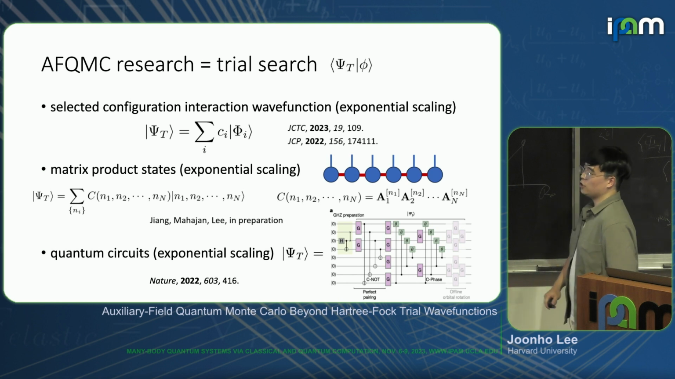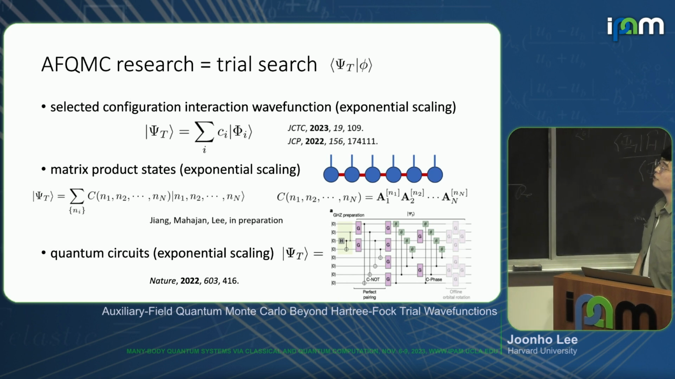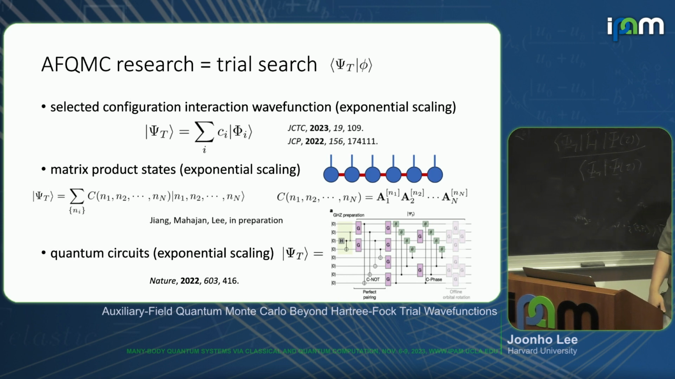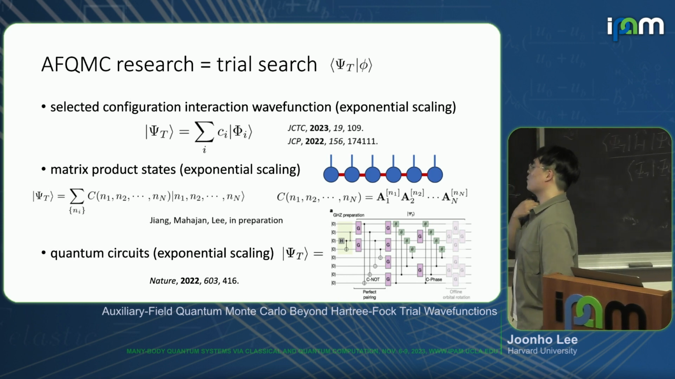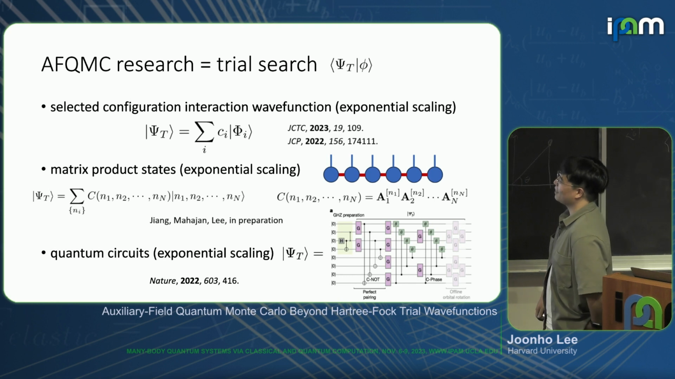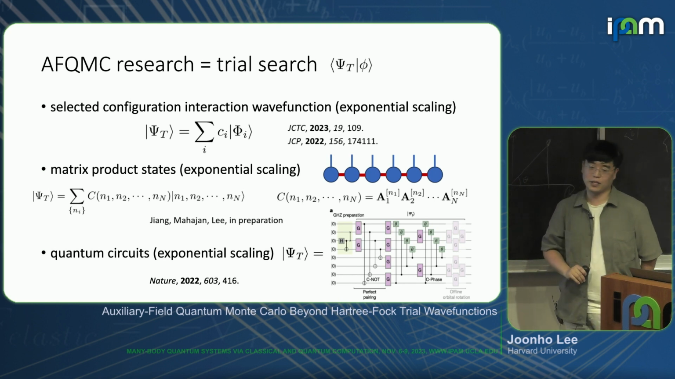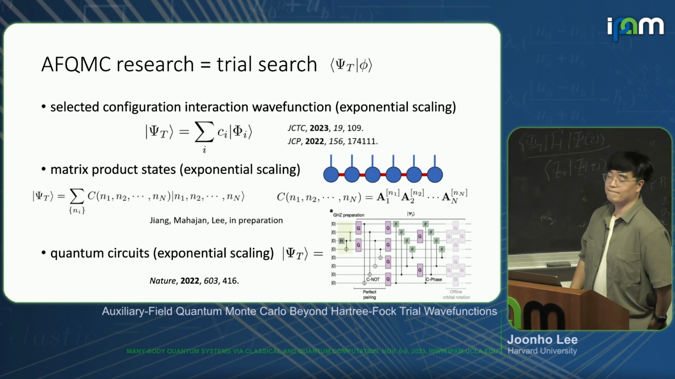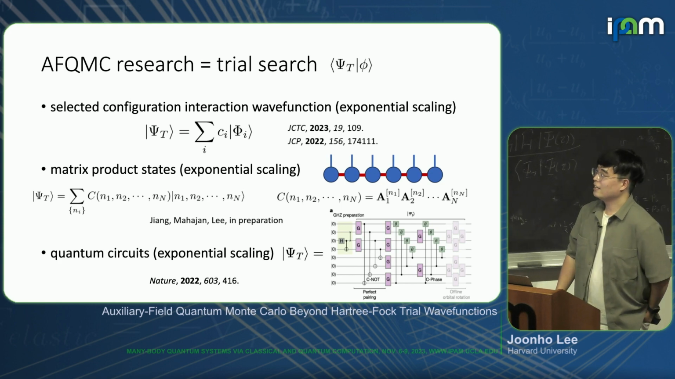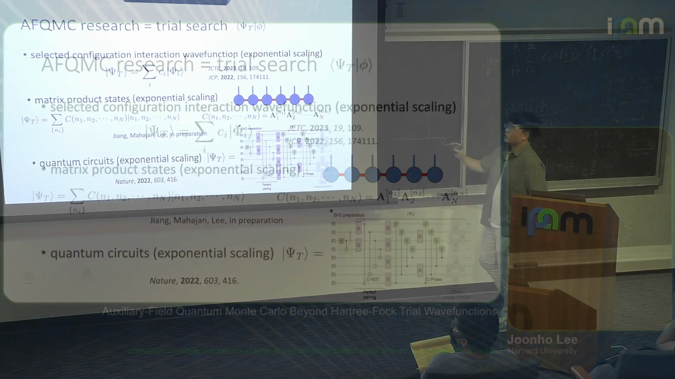I also use quantum circuit. This has a different reason for exponential scaling. It also scales exponentially with the number of orbitals in the active space. So we have three great options that all scale exponentially with the number of degrees of freedom in your active space. So, sorry, where's the exponential scaling in matrix product states if you do the AFQMC on top?